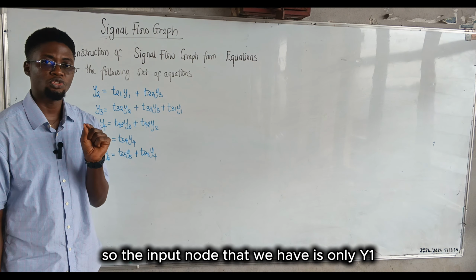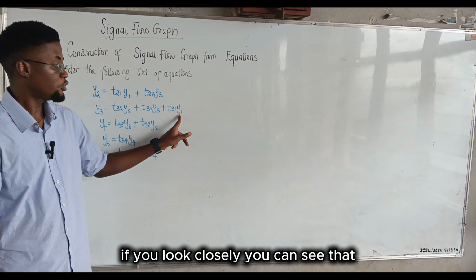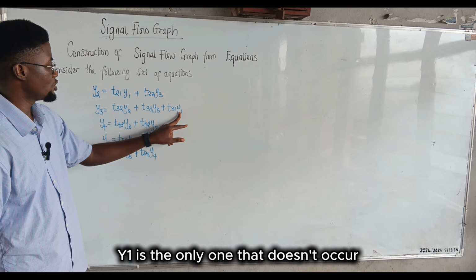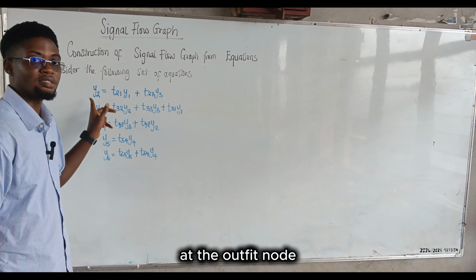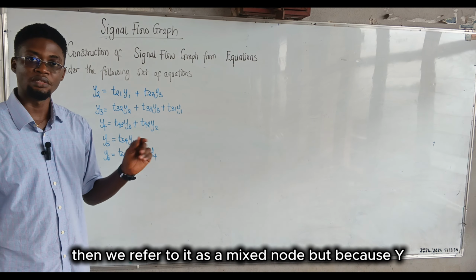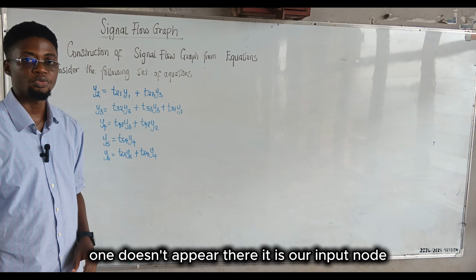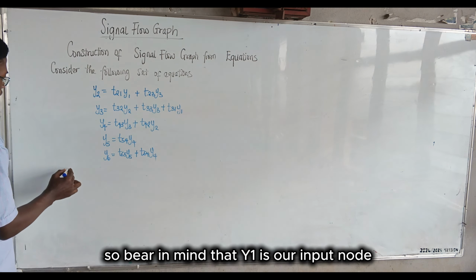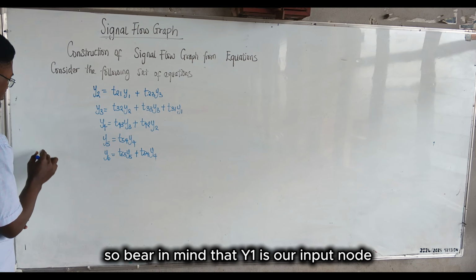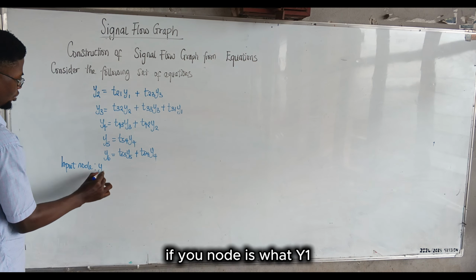So the input node that we have is only y1. If you look closely, you can see that y1 is the only one that doesn't occur at the output node. If it had occurred in the output node, then we'd refer to it as a mixed node. But because y1 doesn't appear there, it is our input node. So bear in mind that y1 is our input node. So what is our input node? Y1.